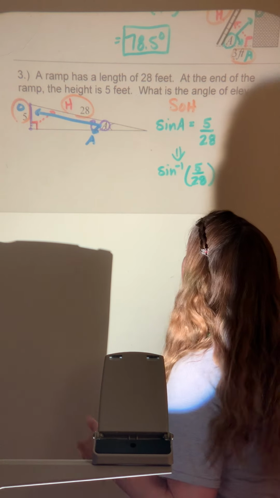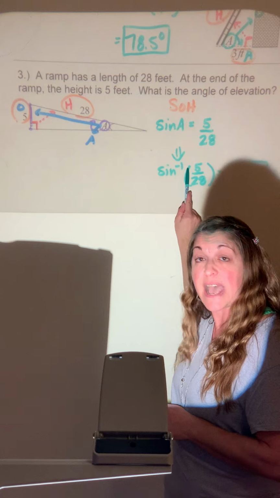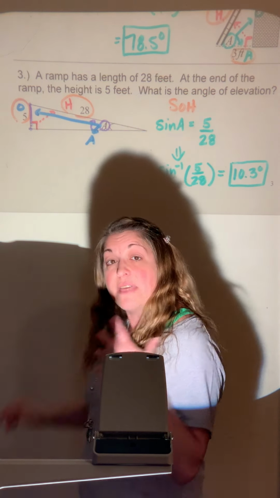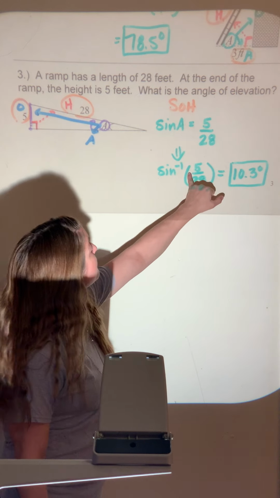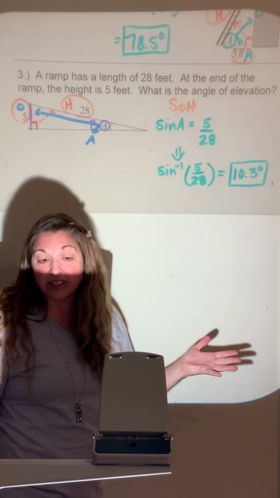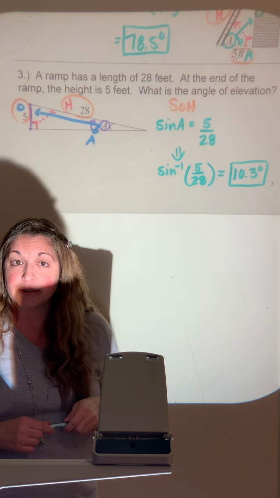So if you're asked to use an inverse function, again, make sure you're getting the key that has the little -1, and then go ahead and type in your ratio of the sides. Remember that a fraction bar is really just division. And then for these, I'll always tell you to round to 1 decimal place.